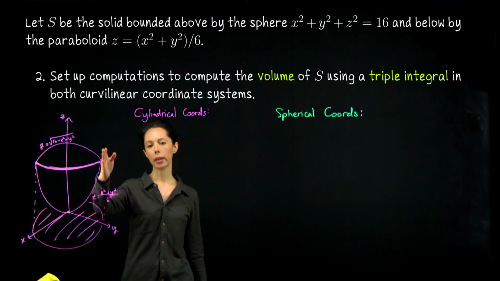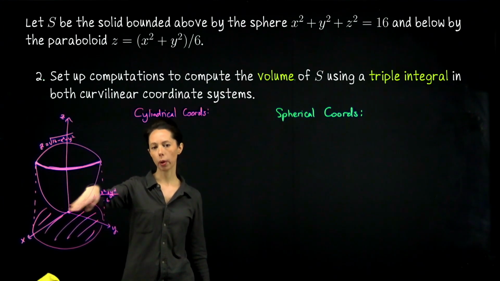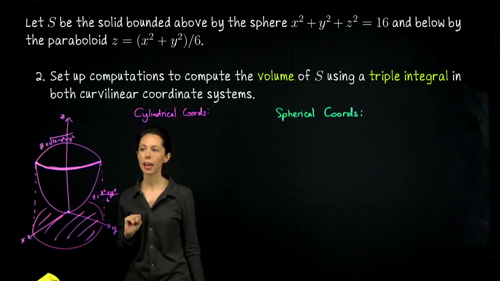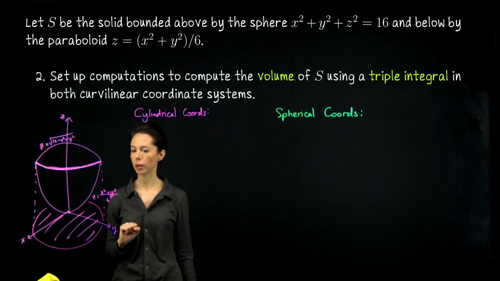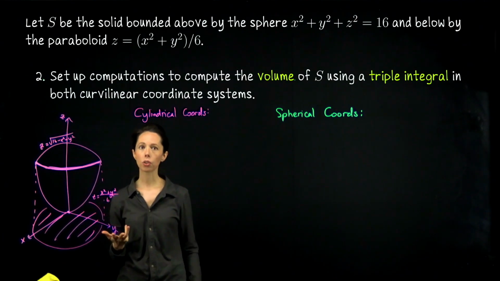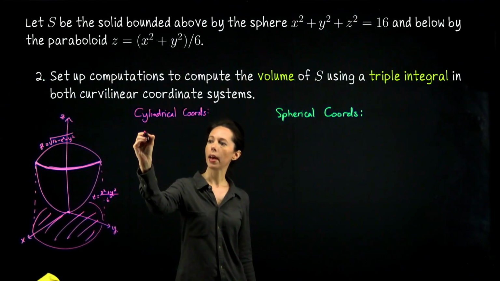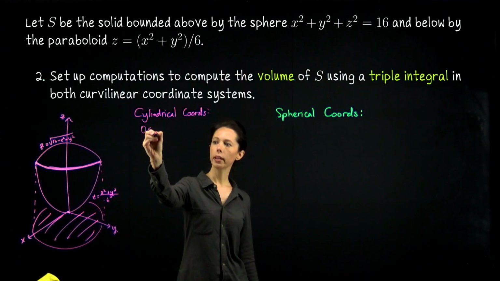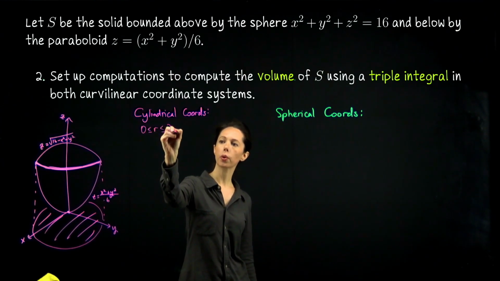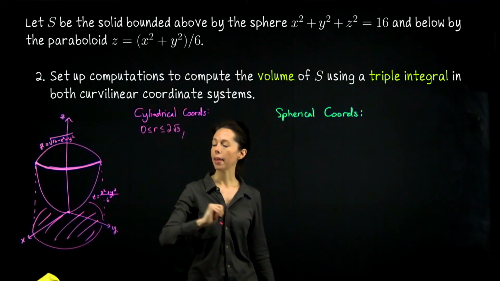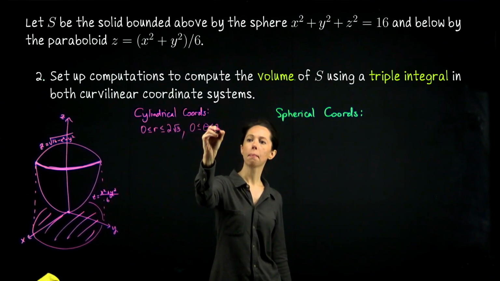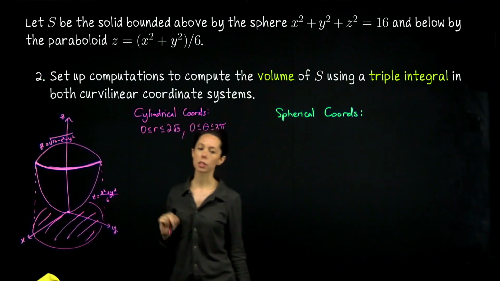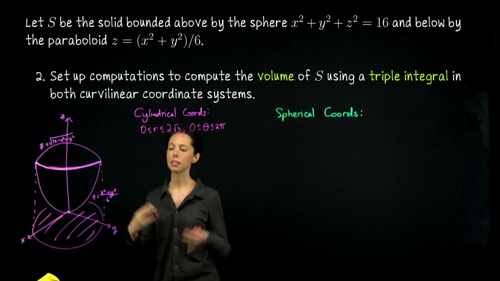It's enclosed between the graph of z equals x squared plus y squared over 6 and the graph of z equals the square root of 16 minus x squared minus y squared. In cylindrical coordinates, we already saw that the bounds on the radial coordinate go from 0 to 2 square root of 3, and the bounds on the angular coordinate go from 0 to 2 pi. If we're going to set this up as a triple integral, I also need bounds on the z coordinate.